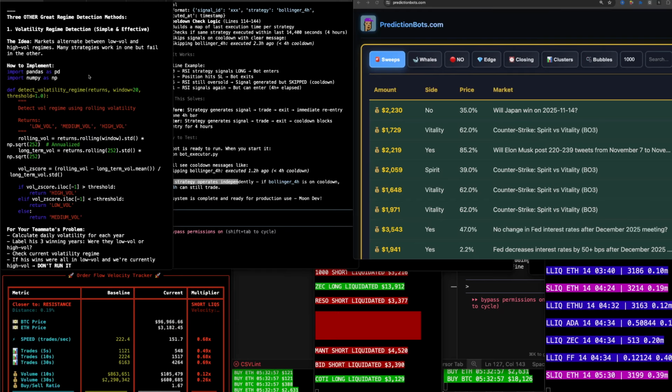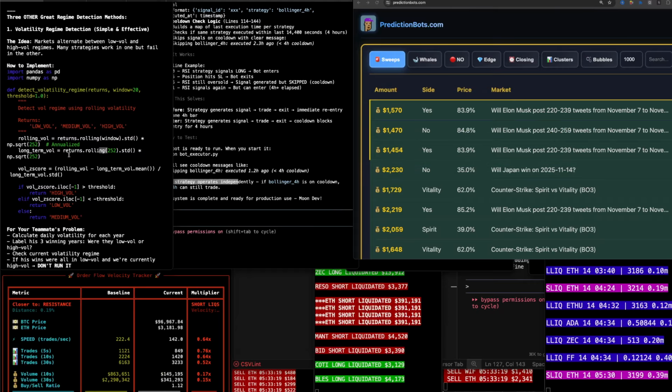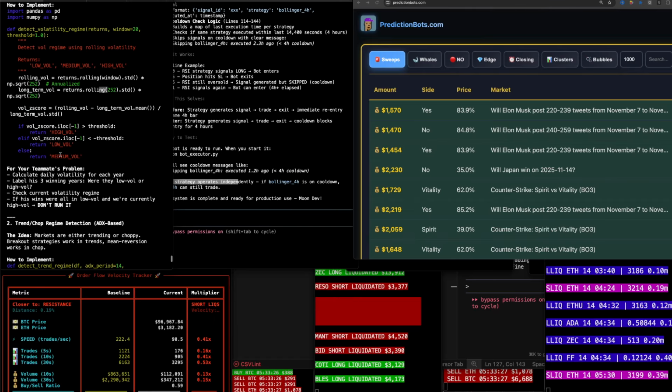and you can implement it in pandas and numpy. Okay, direct volatility regime: detect vol regime using rolling volatility. So you can see returns.rolling to make the rolling volatility, and then long-term volatility of returns for 252, np.sqrt(252). The Z, okay, so we're getting the Z score of the volatility. That makes sense. And then we can see if it's going to be high volatility, low volatility, or medium volatility.